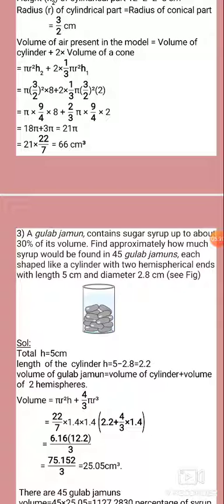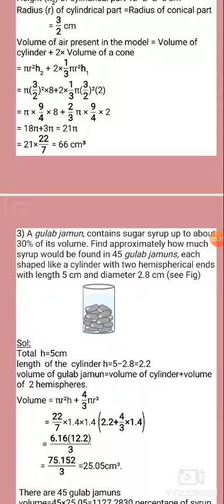So length of the cylinder is equal to what? Here gulab jamun diameter 2.8. So both sides there is a hemisphere. So 2.8 diameter, 1.4 is the radius. Both sides 1.4 you need to subtract. So 1.4 plus 1.4 is 2.8. So 5 minus 2.8 is 2.2, which is the length of the cylinder.